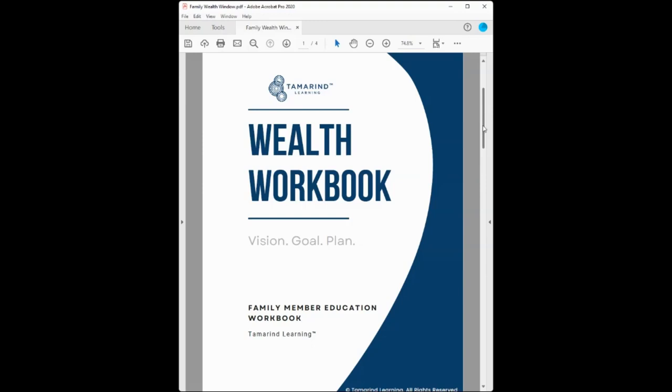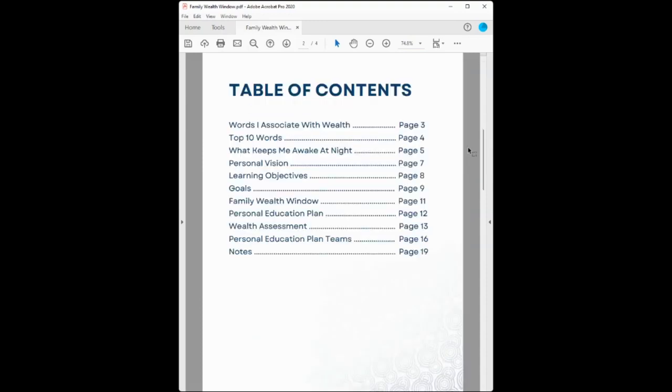Today, we will be highlighting the 7th exercise in the workbook titled Family Wealth Window. The workbook was designed to help advisors key into what wealth means to their clients and help them explore the personal implications of wealth. Each exercise is intended to help beneficiaries and their families tackle the challenges that wealth can present in a mindful way. This exercise, adapted from the Johari window model, provides an opportunity to improve self-awareness and personal development.